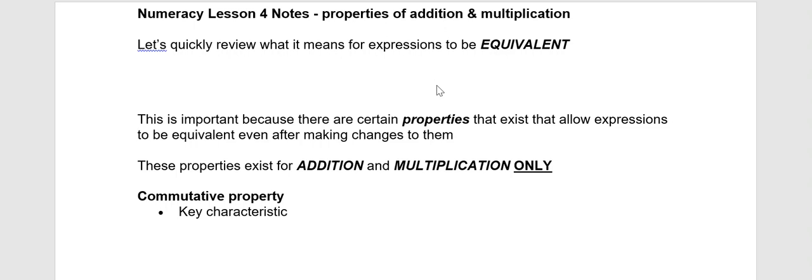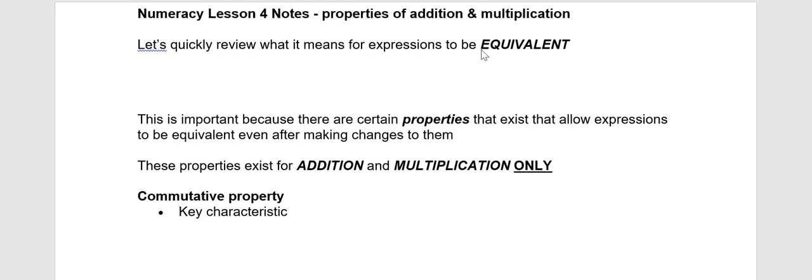So moving on to lesson 4 in our numeracy unit, we're going to talk about properties of addition and multiplication. But before we do that, we need to talk about what it means for expressions to be equivalent. Now, first of all, I want you to understand that an expression is just a mathematical statement. So something like 5 plus 2 would be an example of an expression. We can bring variables into the picture and say something like 5x is an expression.